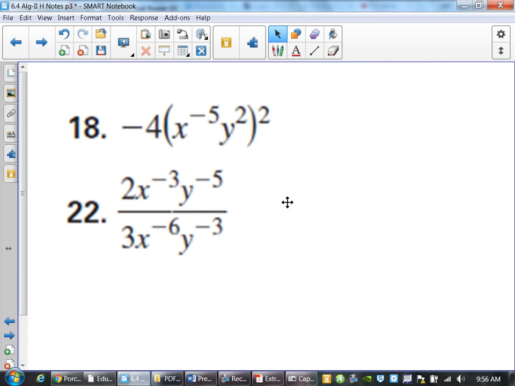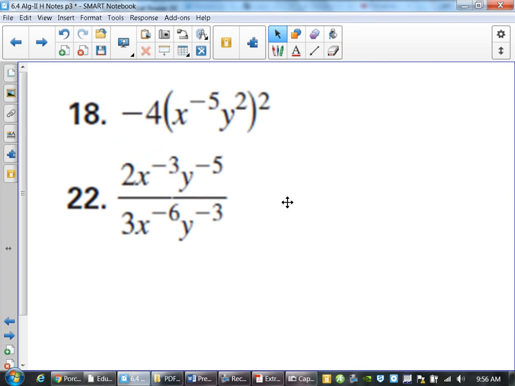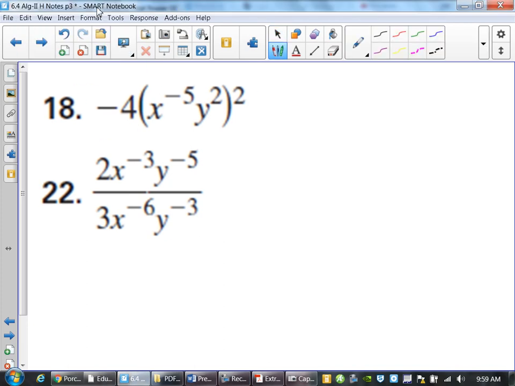See how we did. First one, what you want to do is remember, does the -4 get squared? No, because it's not in the parentheses, so just leave it out there. So you have -4, x to the -10th, y to the 4th. Which one of those is not happy? X to the -10th. The -4 is okay because the exponent is positive, just a negative number. So you have -4y to the 4th over x to the 10th. Okay?